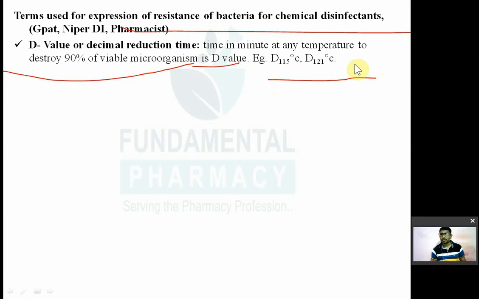मतलब 150 डिग्री सेल्सियस पे कितना टाइम लगता है बैक्टीरिया को 90% रिड्यूस करने के लिए, ऐसे डिनोट करते हैं. जैसे आपने होल्डिंग टेम्परेचर रखा 121, so what is the decimal reduction time at 121 degrees Celsius? Okay, so it may be either 10 or 20 minutes depending on the type of microorganism.